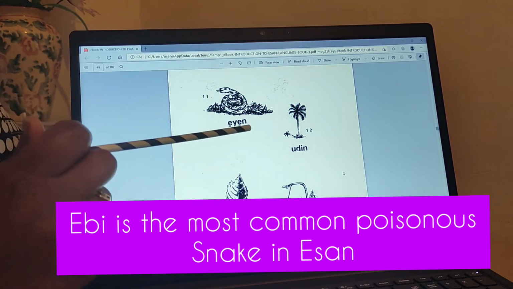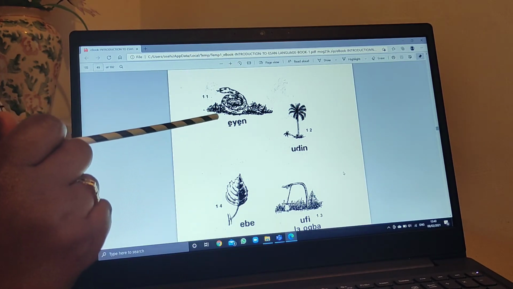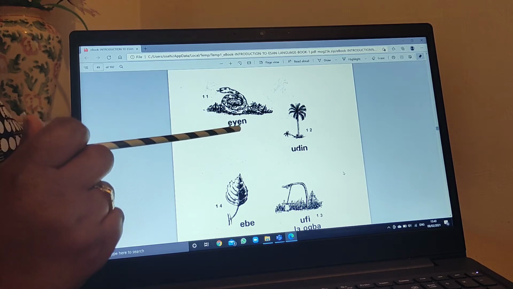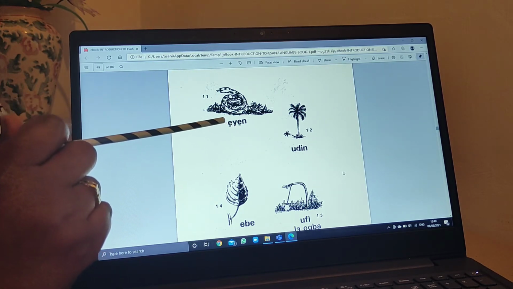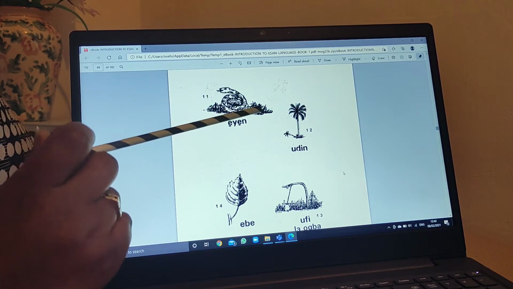Ikmi is a python, while oboto is a different kind of species of snake. I can't remember what that is called in English. That's a particular species of snake.